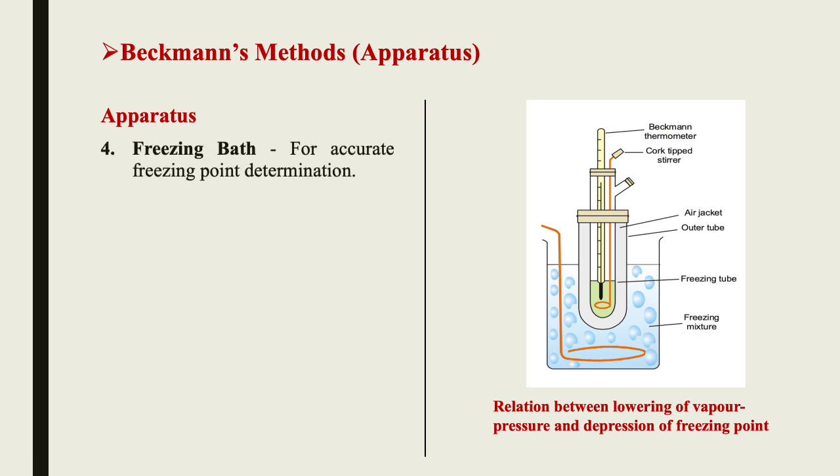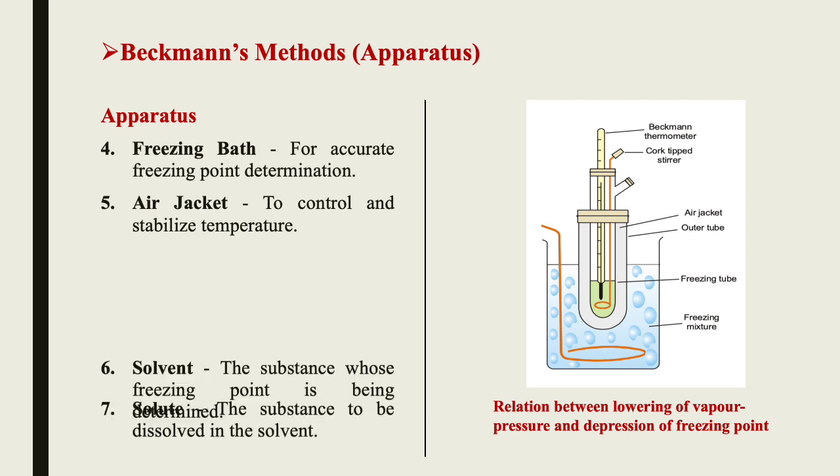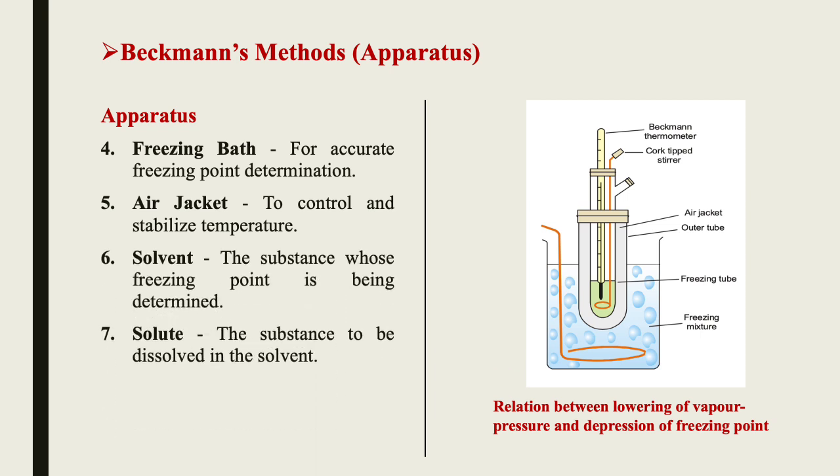Next is a freezing bath. The freezing bath is for accurate freezing point determination. Then the air jacket: between the inner and outer tube you have this air gap, which is just to control and stabilize the temperature. And you have the solvent. The solvent is the substance whose freezing point is being determined, that is our compound of interest, and the solute is a substance to be dissolved in the solvent.